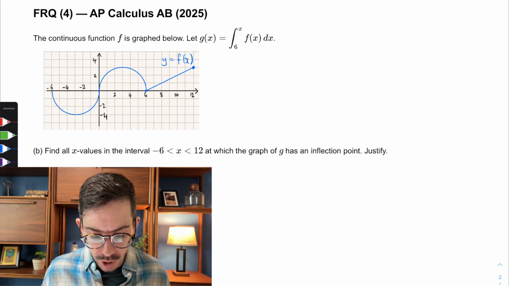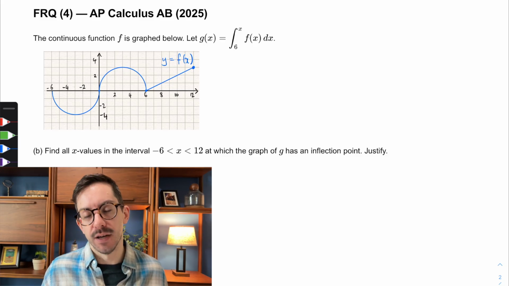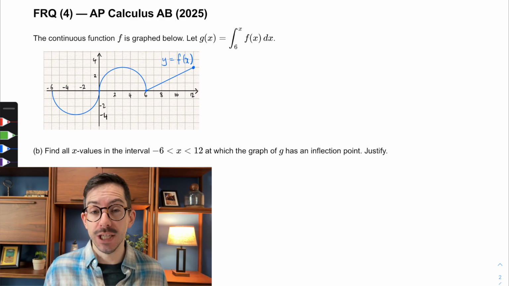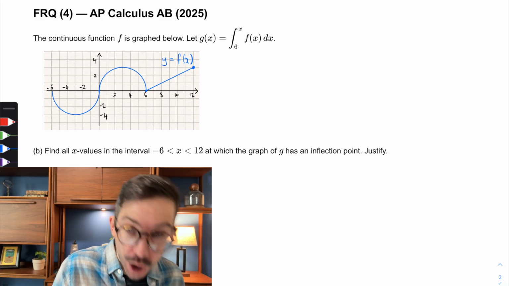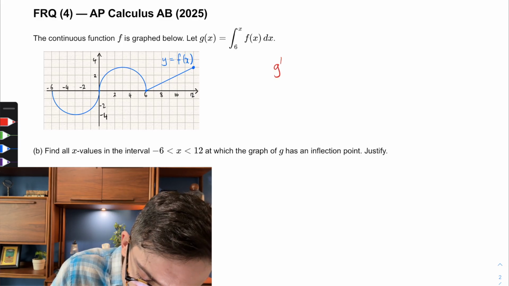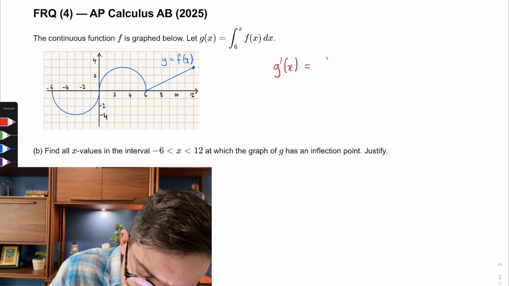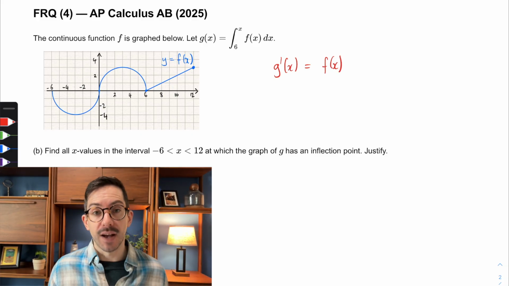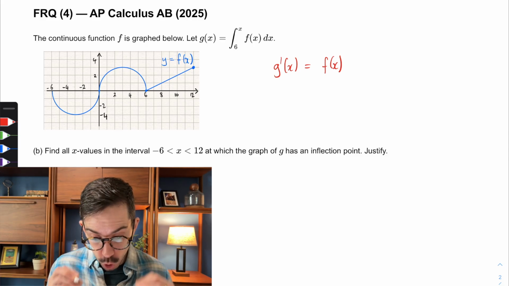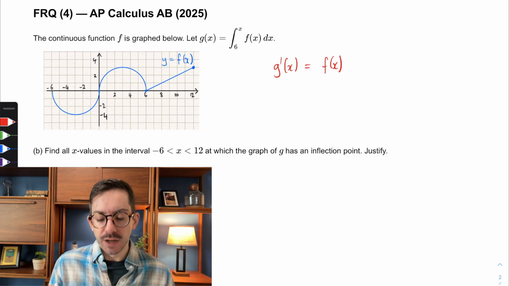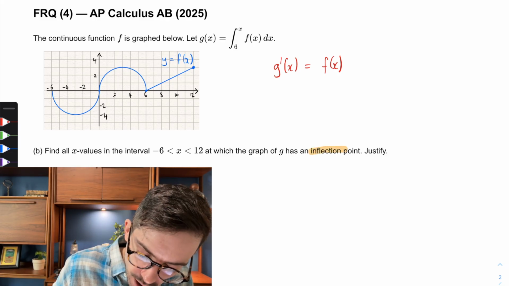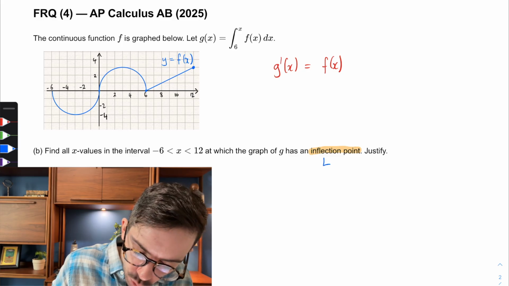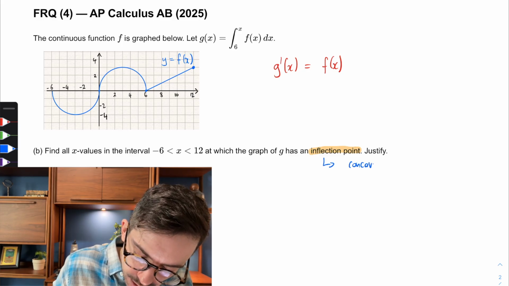So in part B, we're asked to find all the x values at which this new function g has an inflection point. And I just want to remind us from part A, we did figure out that g prime of x is equal to f of x via the Fundamental Theorem of Calculus. So here, I need to remember what it means to have an inflection point. So an inflection point occurs where concavity of g changes.